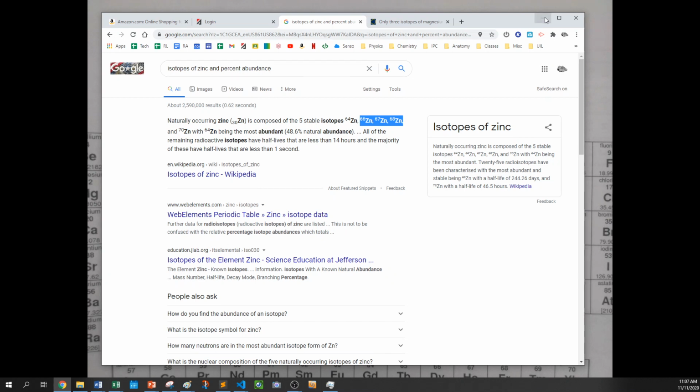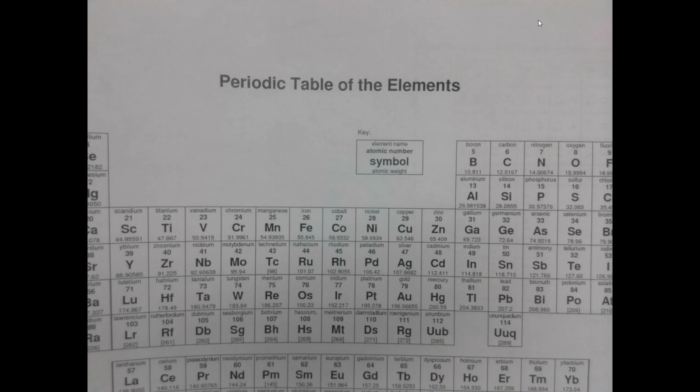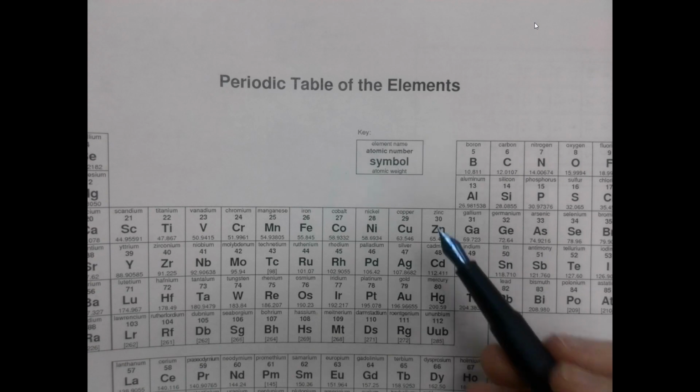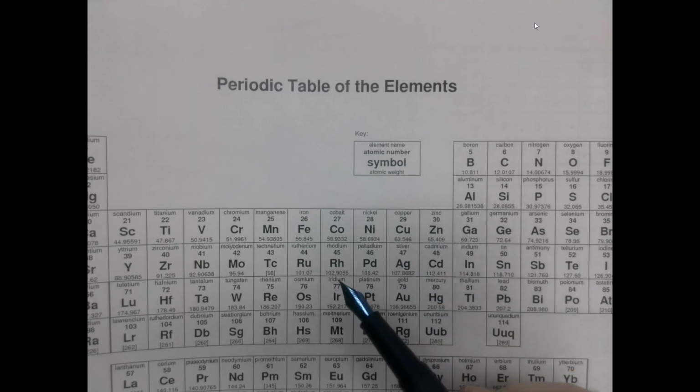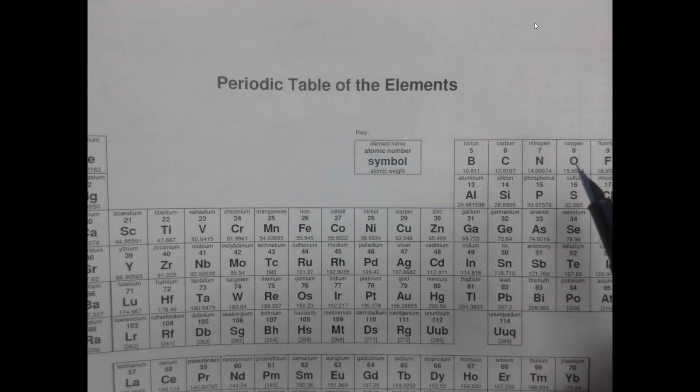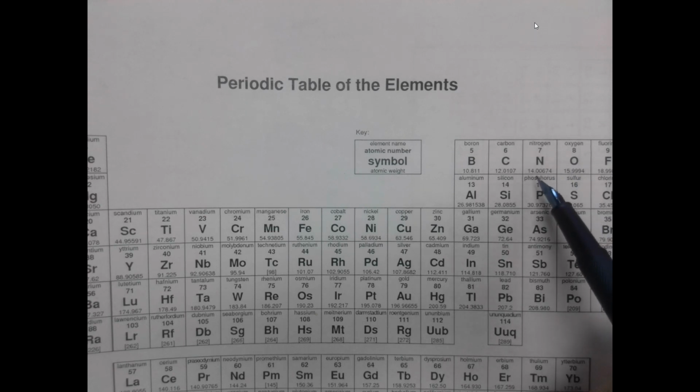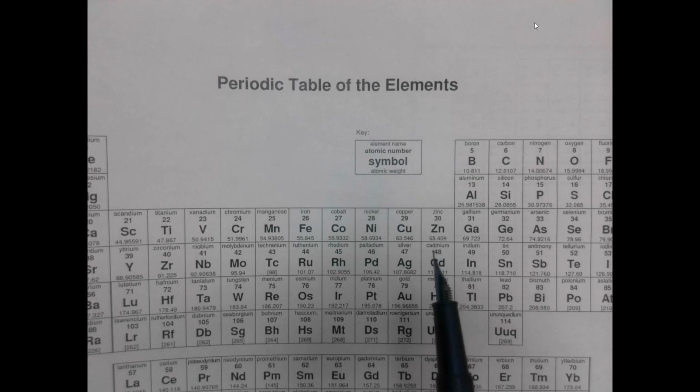So zinc is another common exception. I'm not going to do that on the test or anything. It's going to be straightforward. You don't have to memorize the exceptions. Just if you want to find the most common isotope, you can round these numbers to the nearest whole number, and that's the mass number of the most common isotope. So nitrogen rounds to 14. Nitrogen-14 is the most common isotope.